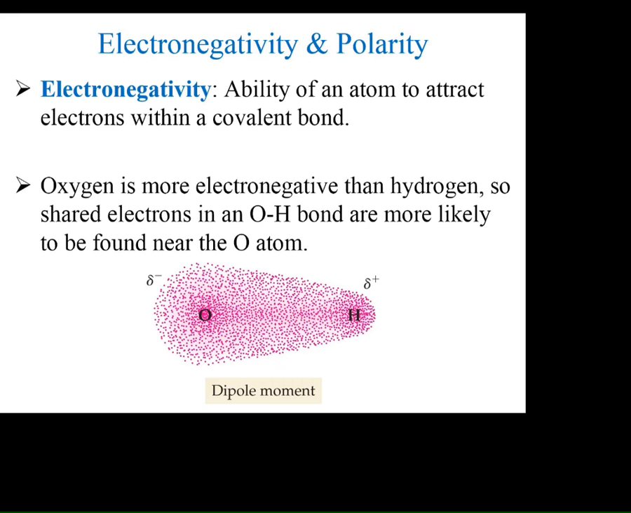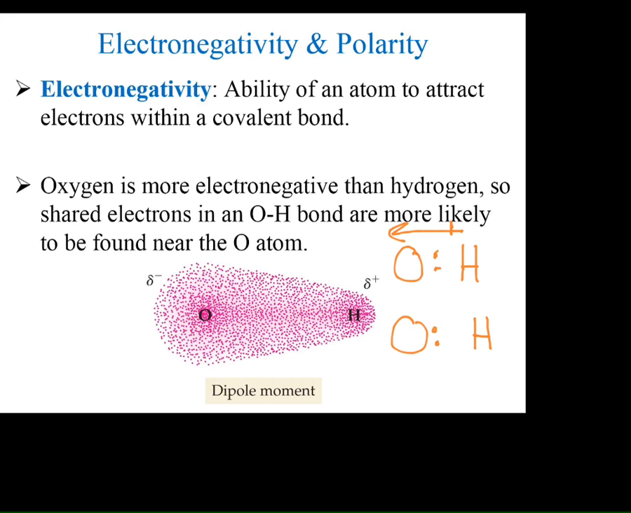So, for example, in an oxygen-hydrogen bond, yes, there's oxygen sharing electrons with hydrogen. That's what a bond means. But the question is, are they sharing them right down the middle equally? Well, no, because oxygen is more electronegative than hydrogen. So these electrons actually shift this way towards the oxygen. So they're spending more time over here and less time over here.